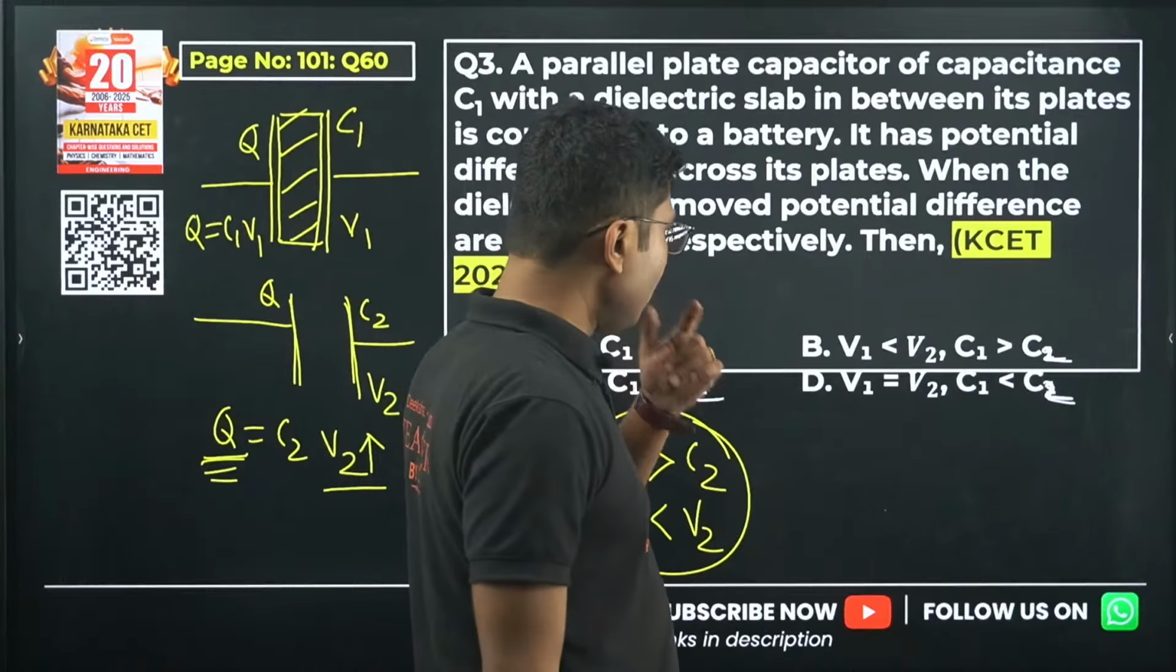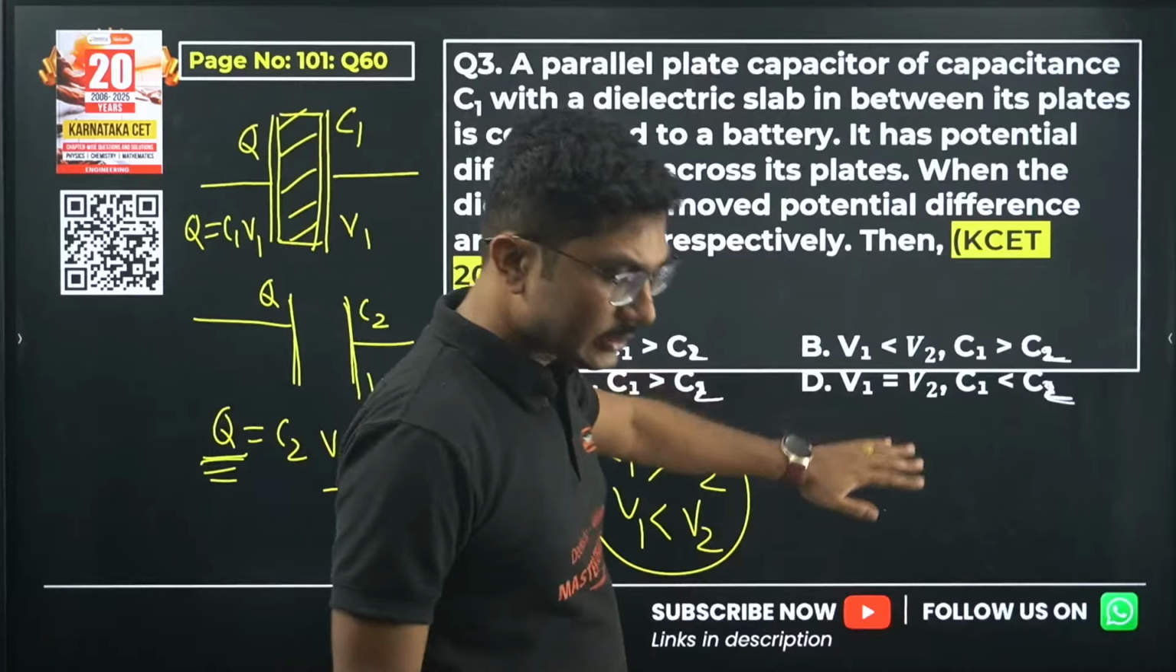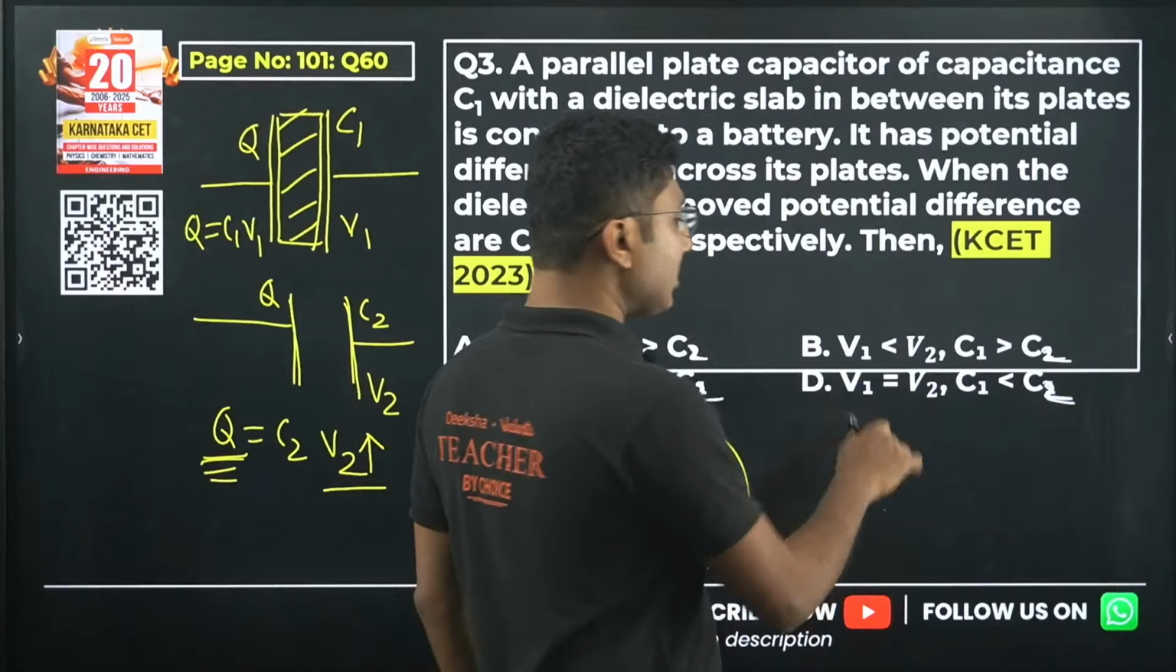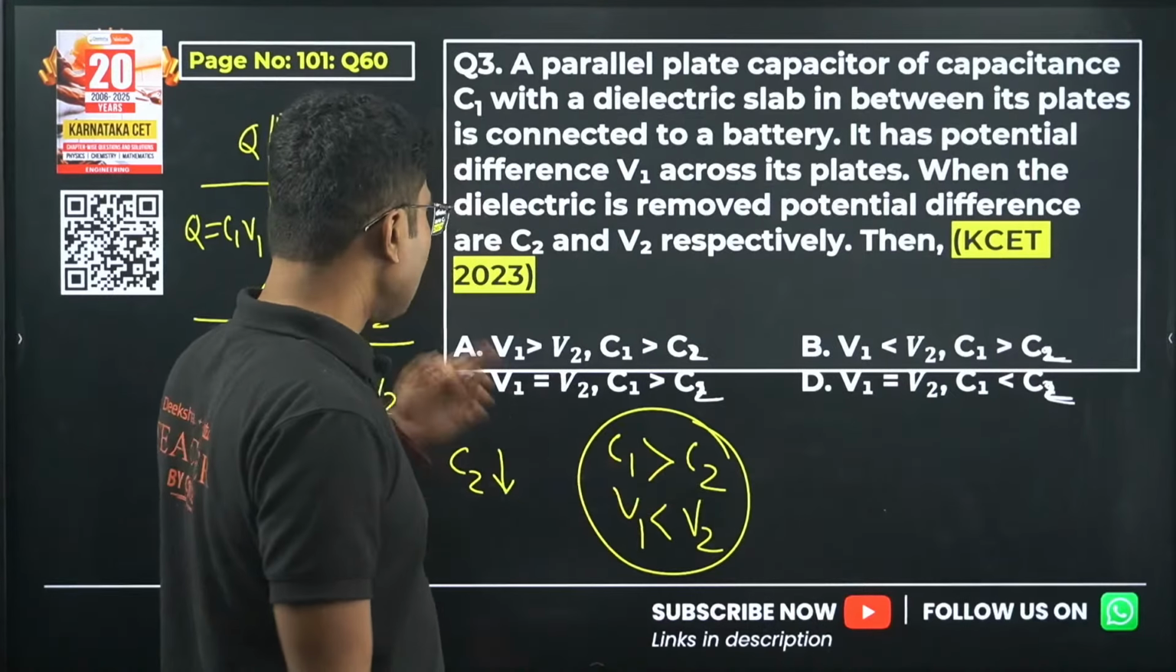Okay, someone is saying option D is not correct because V1 cannot be equal to V2, definitely not. So let's see the correct answer. So V1 is less than V2 and C1 is greater than C2. So option B is the correct answer.